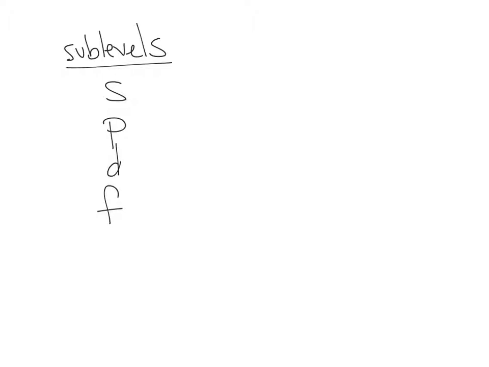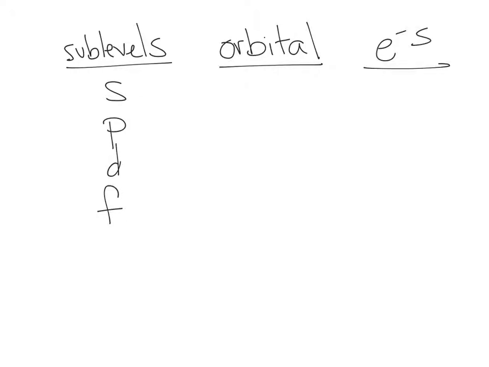Those sublevels are also divided into orbitals, and each orbital can hold 2 electrons. So we're going to figure out how many electrons can be held total in each sublevel. The S sublevel only has 1 orbital. And as I just said, each orbital can hold 2 electrons. Since there's only 1, it would hold 2 electrons.